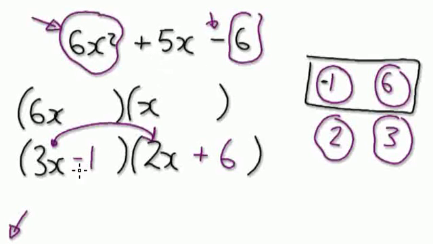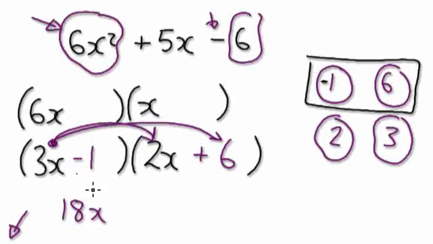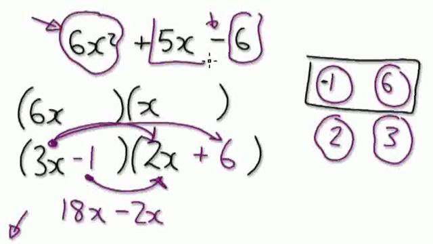Okay. So here, this times this here will give us, what's that? 18x. And when you look at this here, this will give you minus 2x. You see, 18x minus 2x will give you 16x. But we need a 5x. So this here would not work. So let's try something else.